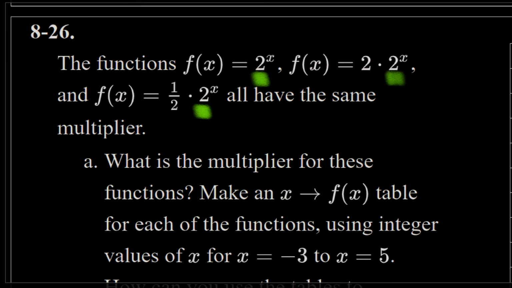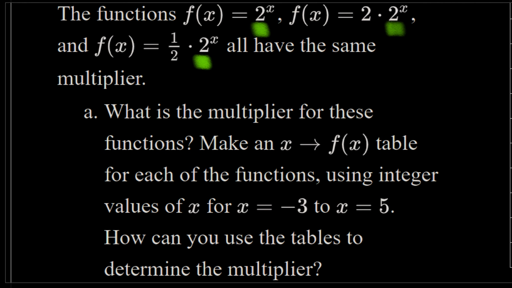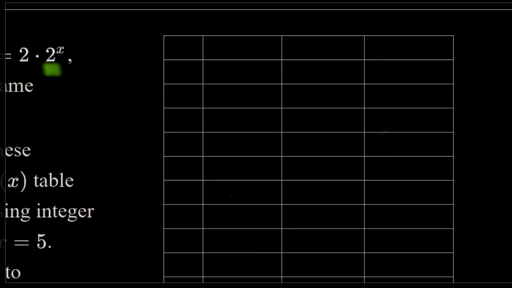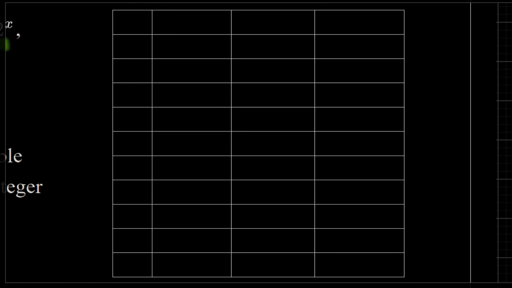This next thing says make an x to f of x table for each of the functions using integer values for x that start at -3 and go all the way up to +5. How can you use the tables to determine the multiplier? Well, I know what the multiplier is. The multiplier is 2. But let's go ahead and do what they're saying here.